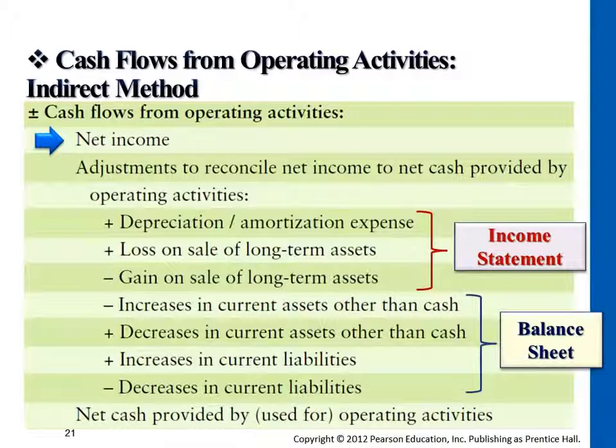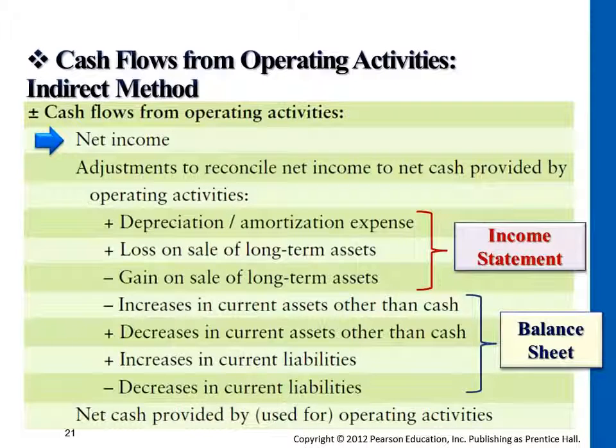The same example works for decreases in current assets. A decrease in accounts receivable basically means you collected some of the cash on account. So we add that amount that we collected. So it's the opposite of an increase in current assets.